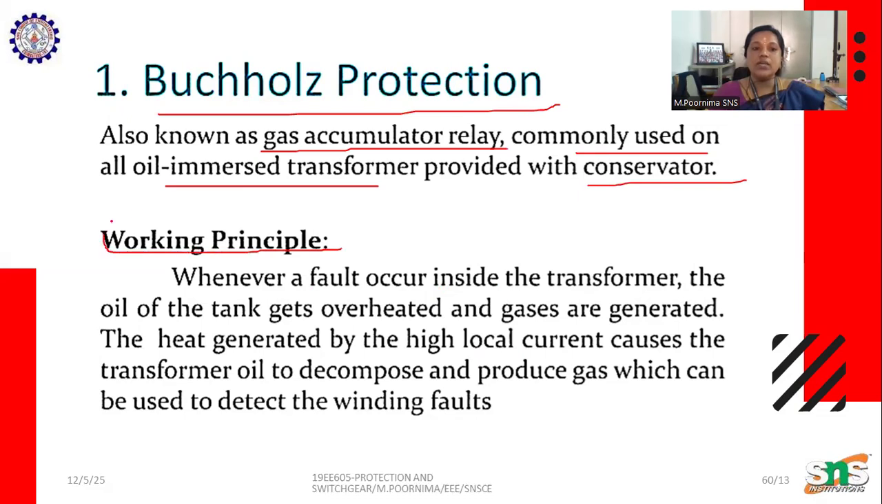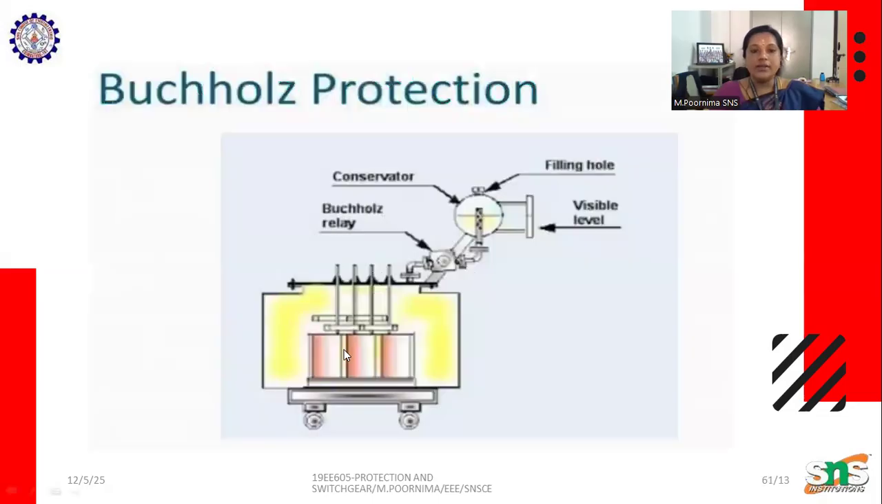So we can see its working principle. Whenever a fault occurs inside the transformer, maybe a winding fault, whatever the fault, the oil of the tank gets overheated and gases are generated inside the tank. The heat generated by the high local current causes the transformer oil to decompose and produces gases, which can indicate a winding fault or insulation fault.